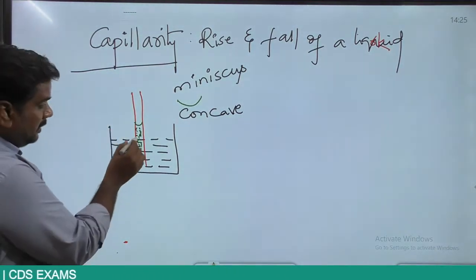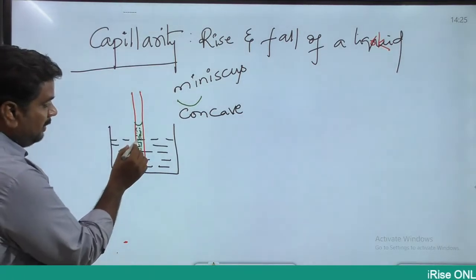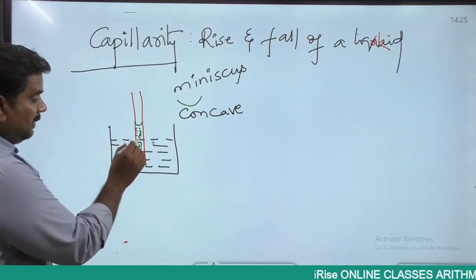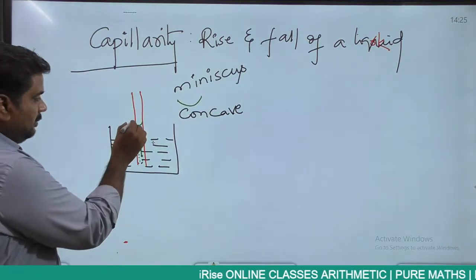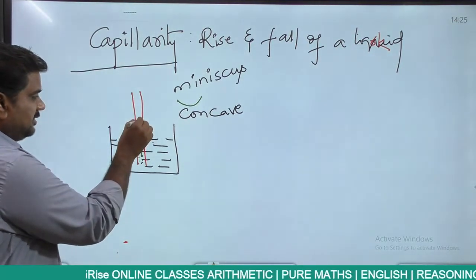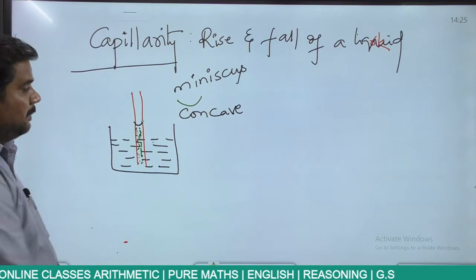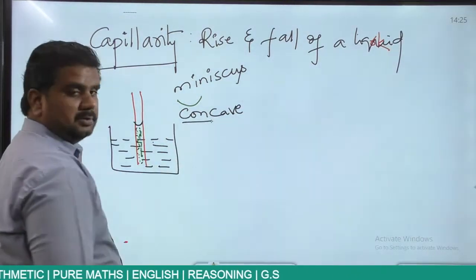The level of liquid in the capillary tube will be more with respect to surroundings. At the same time, this top surface, this is what we call a meniscus. The meniscus will have a concave surface, right?